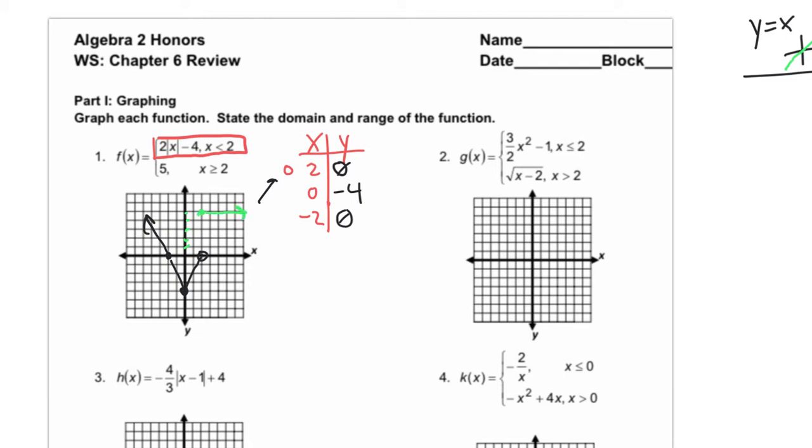In my opinion, we don't really need a table for that, but you could make a table if you want. It would just be y equals 5. It would be 5, 5, 5 on that column.